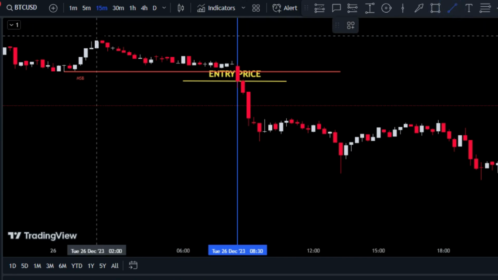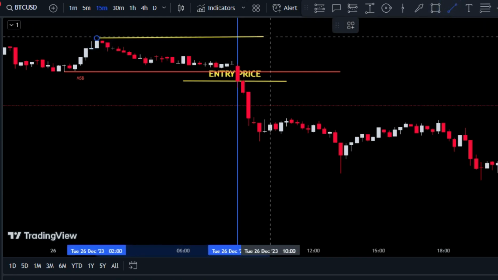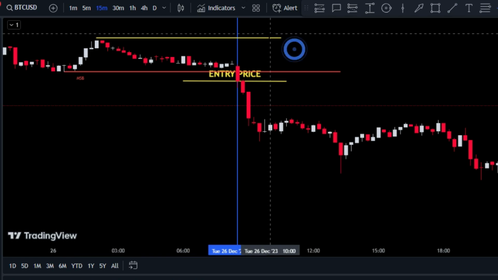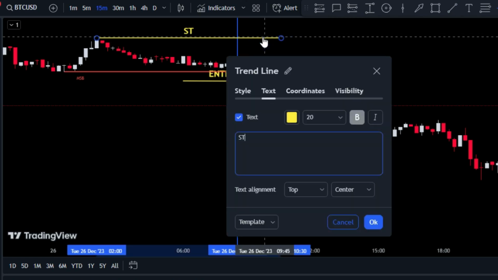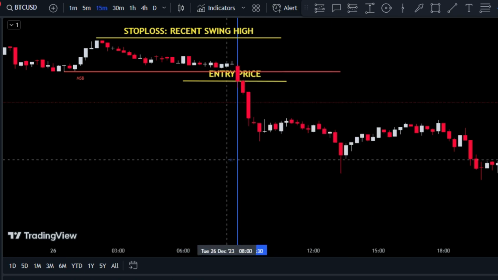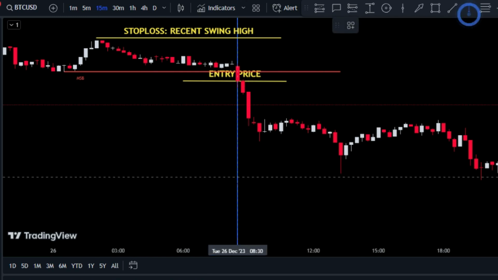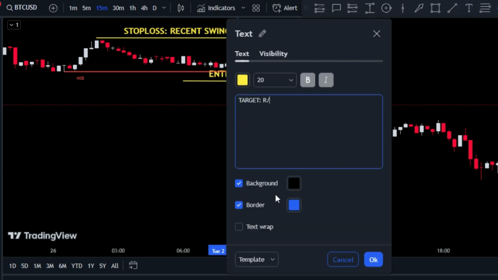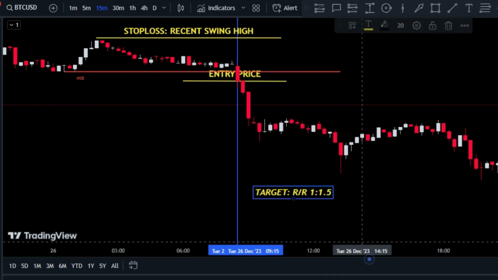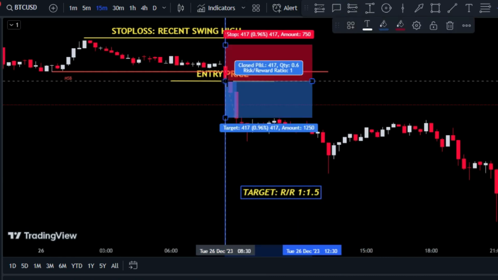Moving forward, you'll want to set your stop loss at the recent swings. And finally, for setting your target, try using a risk-reward ratio of 1 to 1.5.